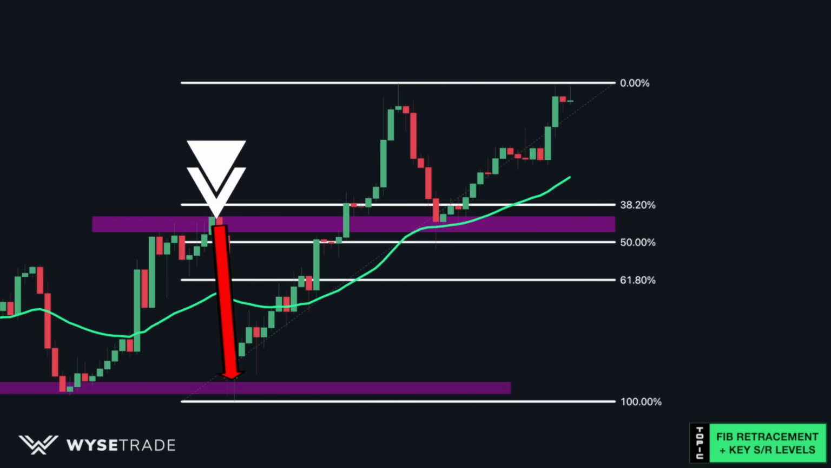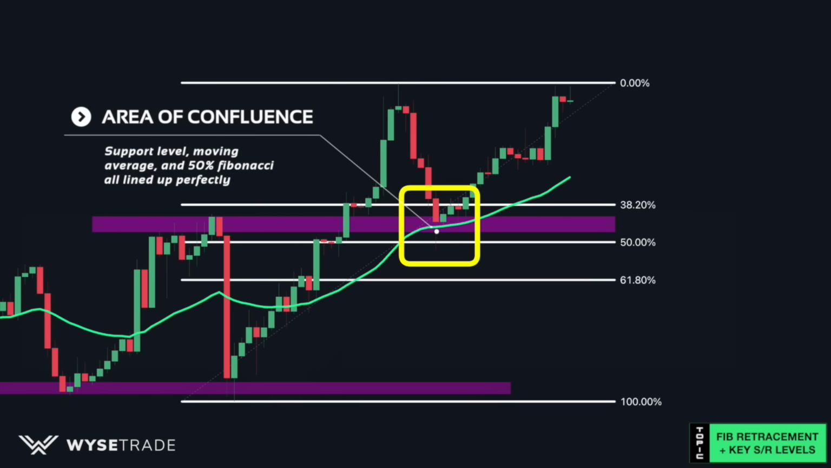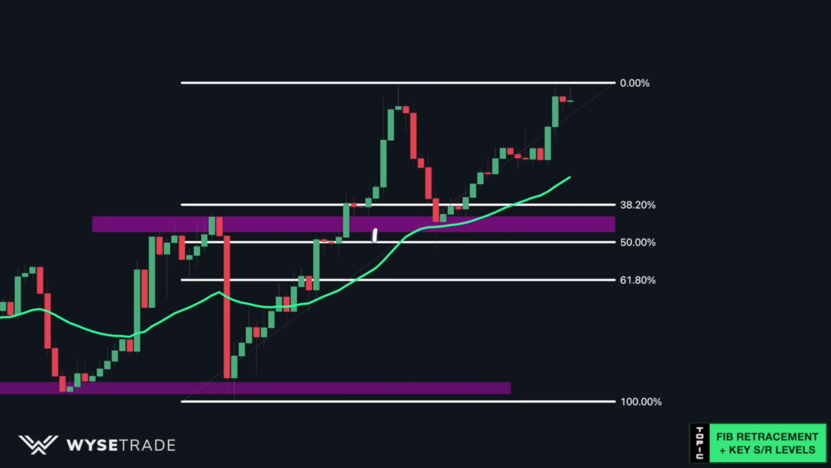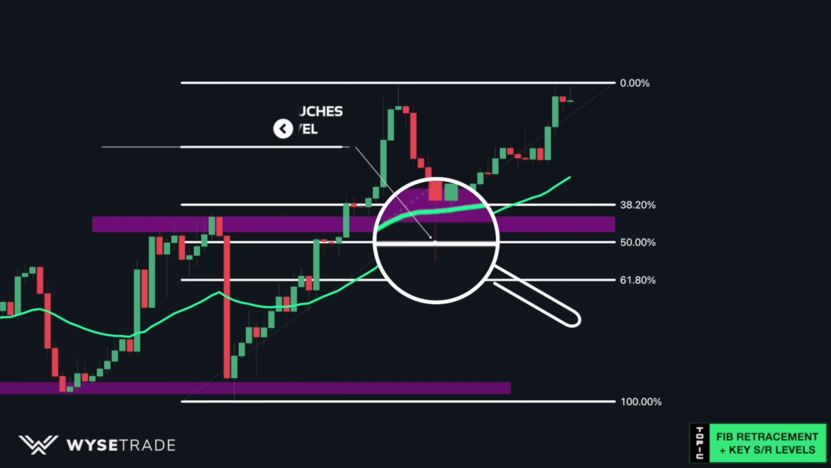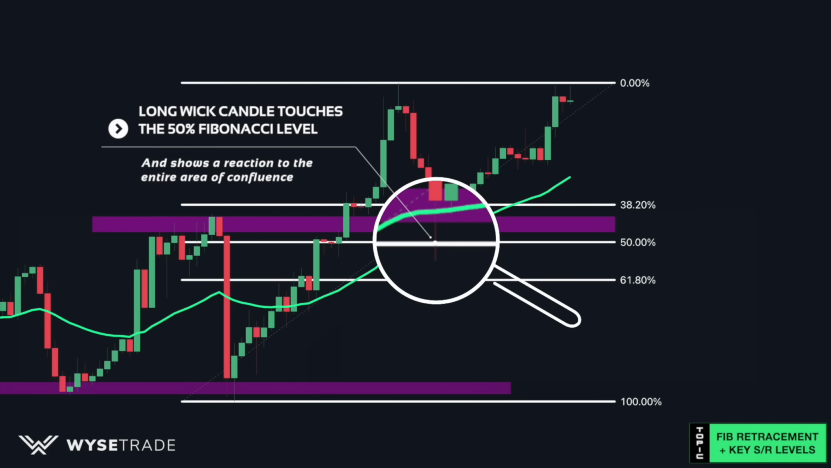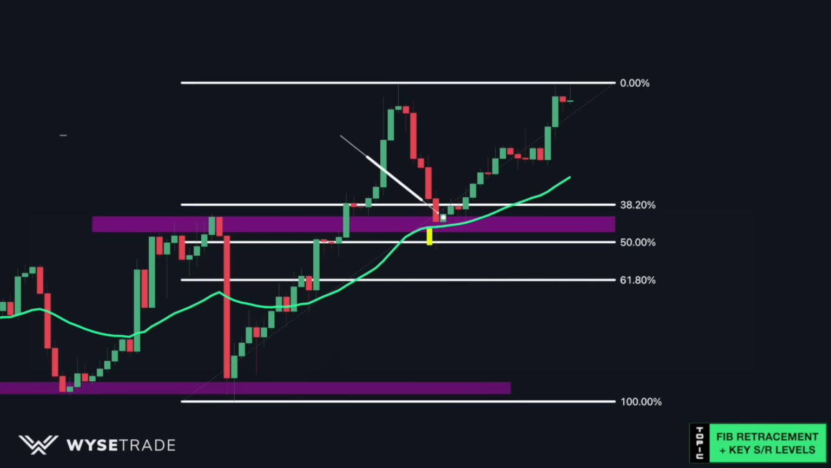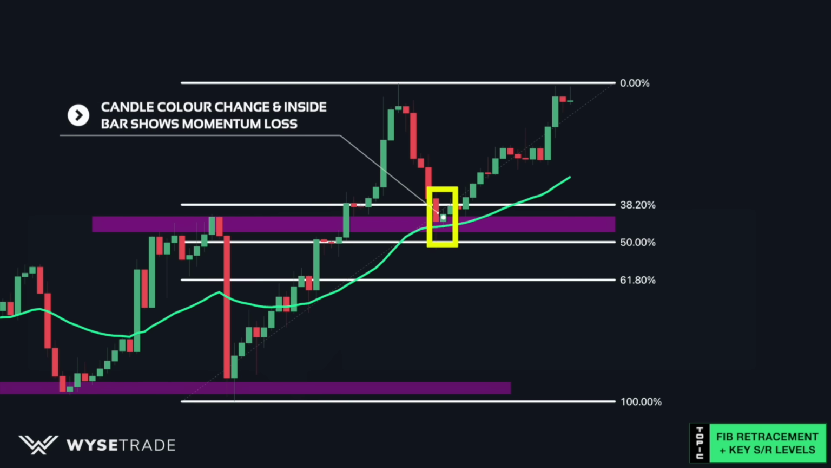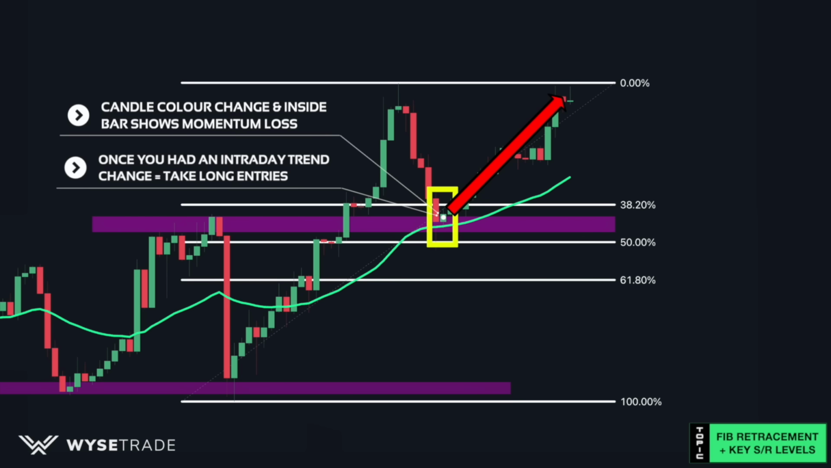So this reversal point here gives you a key level. This here is your area of confluence, where the support level, moving average, and Fibonacci all lined up perfectly. Once price pulled back to the area, you had a long wick candle form right at the area of confluence, and with the wick touching the 50% fib level. You also had a candle color change and inside bar, which shows momentum loss. Once you had an intraday trend change confirmation, you would look for long entry points.